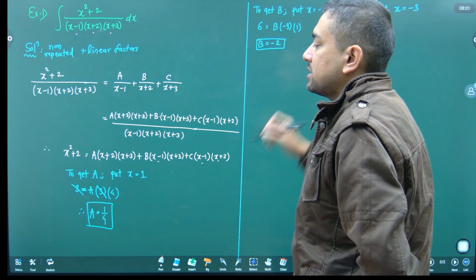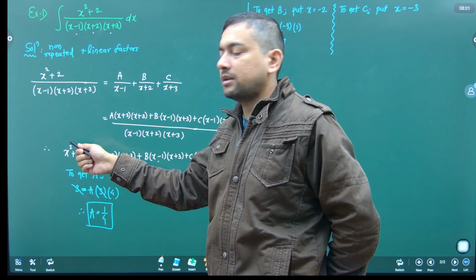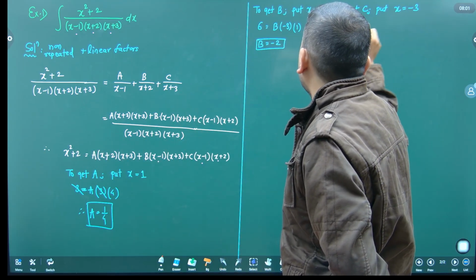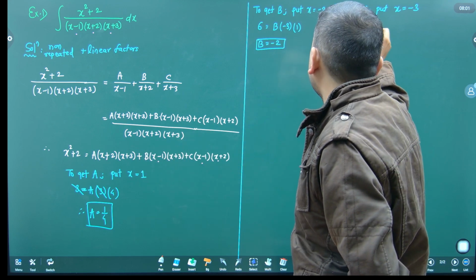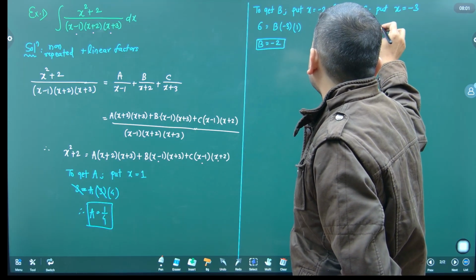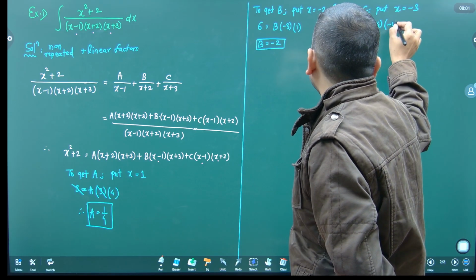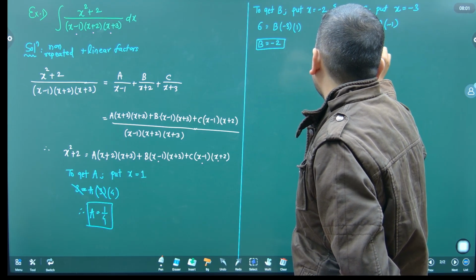So if you are putting x is equal to minus 3, what is minus 3 square? 9. 9 plus 2, it is 11. A will become 0, B will become 0, C in bracket: minus 3 minus 1, minus 3 plus 2. So minus minus will get cancelled. What is the value of C? You are getting 11 by 4.